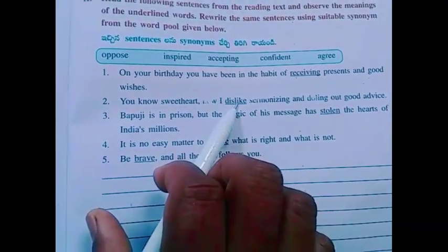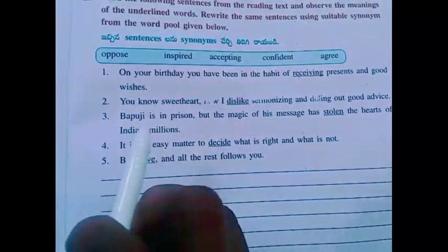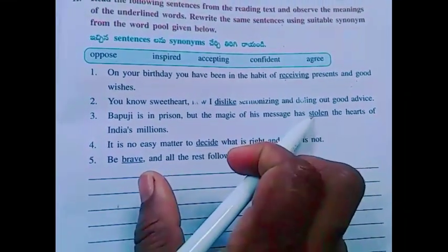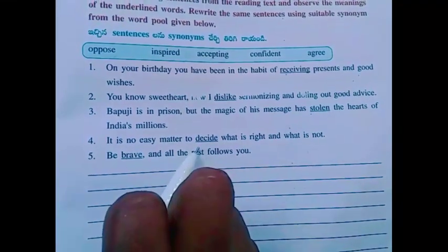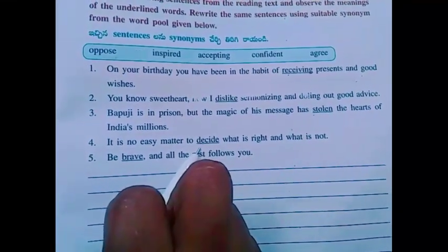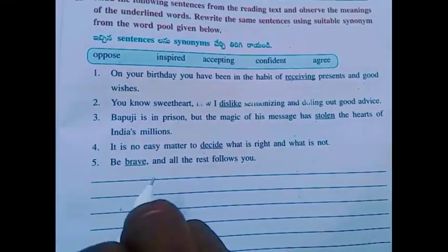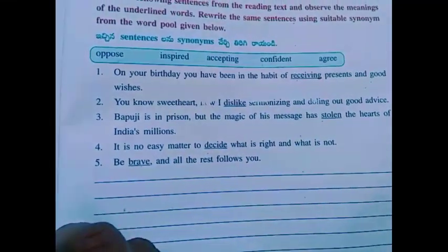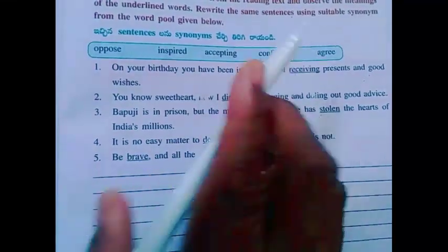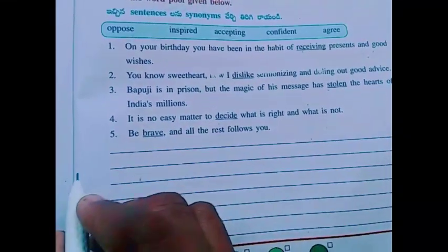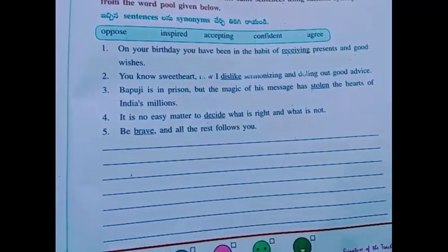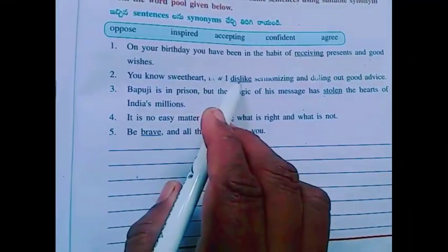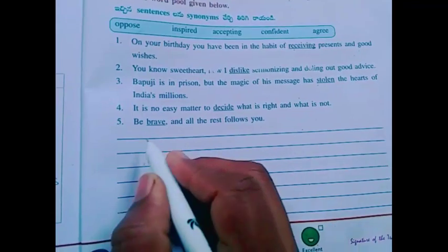For dislike, synonym is oppose. For stolen, according to the lesson, synonym of stolen is inspired. For decide, synonym of decide is agree. For brave is confident. These are the synonyms of given underlined words. We should rewrite the sentences by using synonyms instead of these underlined words.